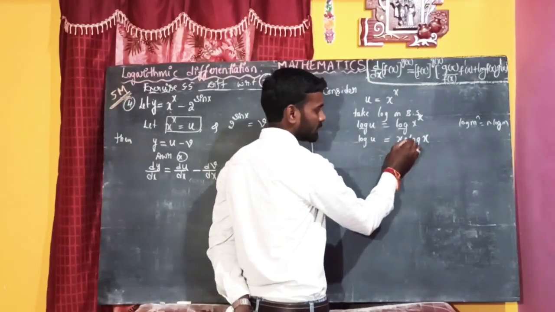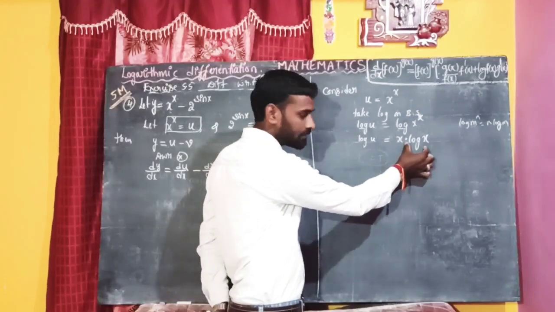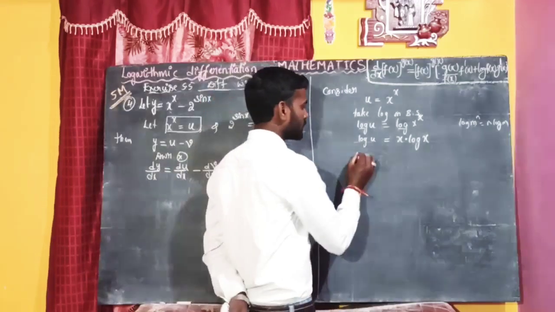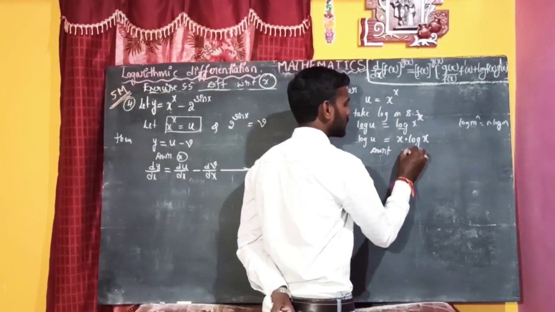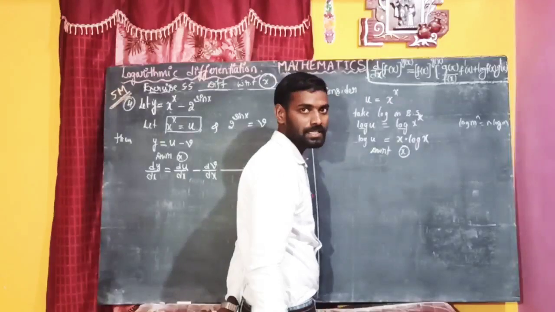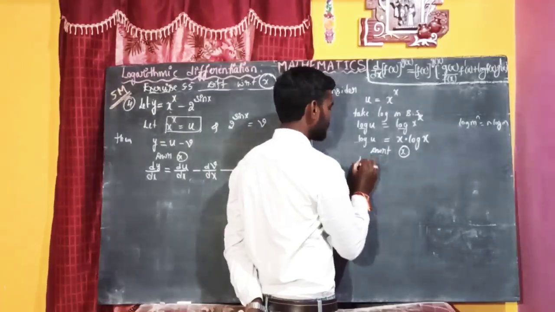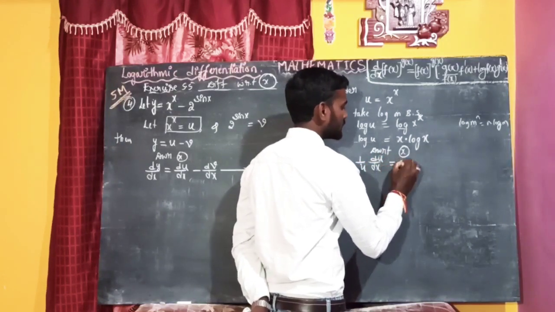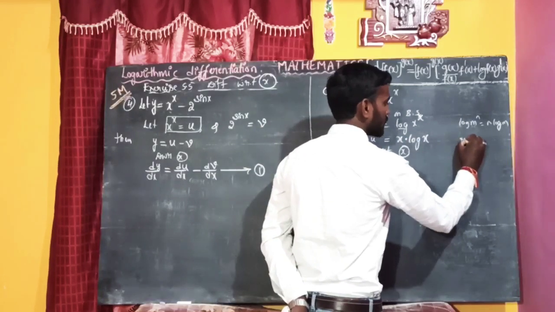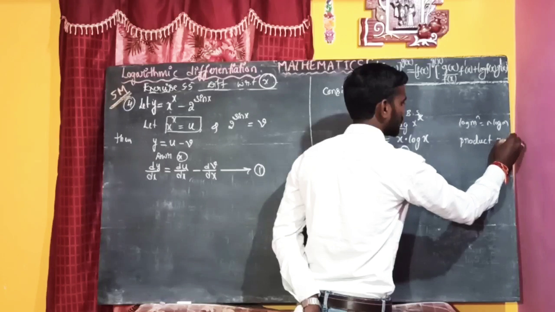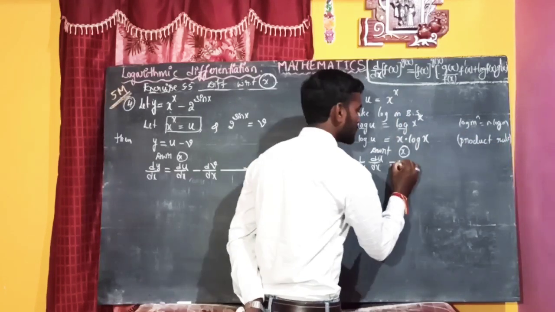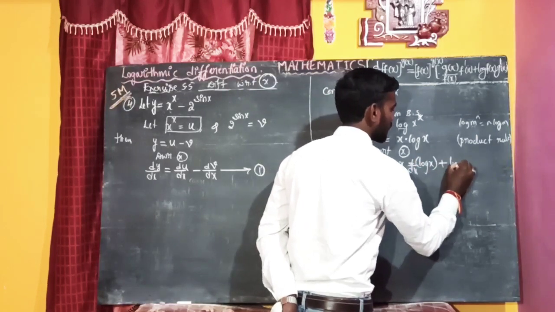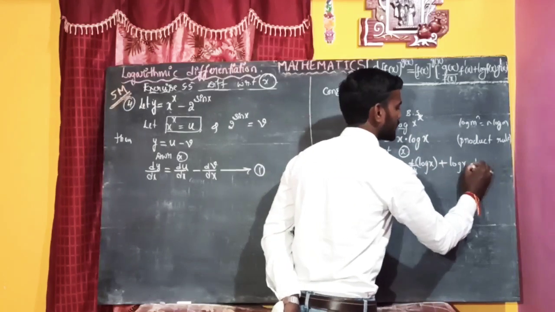Now observe, this is a product of two functions, then we can easily differentiate this one. Now differentiate this with respect to the independent variable x. Derivative of log u is 1 by u into d by dx of u. That is equal to, by using product rule, first function x into d by dx of the second function log x plus second function log x into derivative of the first function, d by dx of x.